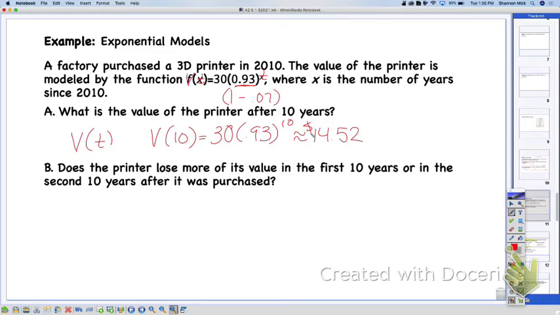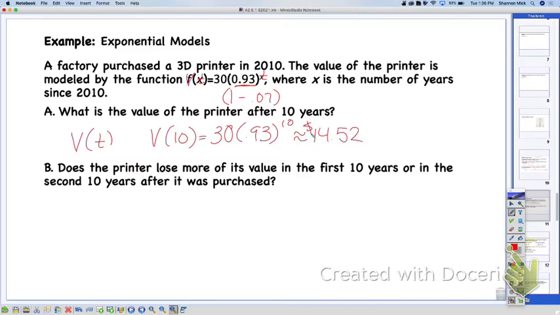If you were to get a 3D printer for $30, it probably wouldn't be a very good one. It probably would be depreciating at like 20% a year. Even if it's hundreds of dollars, it's still losing quite a bit, isn't it? Compared to the $14.